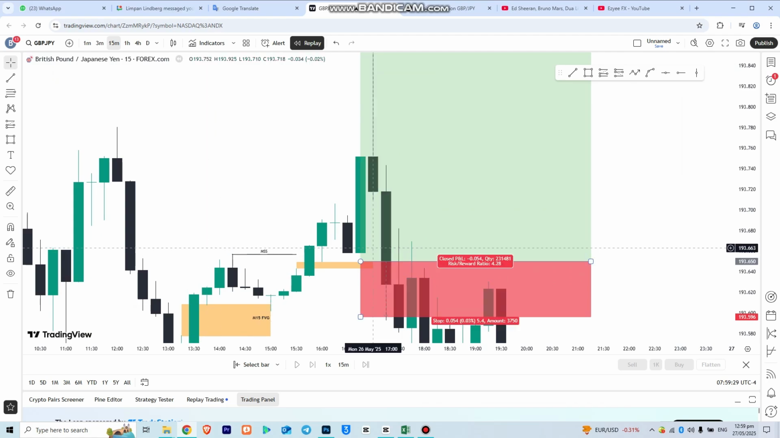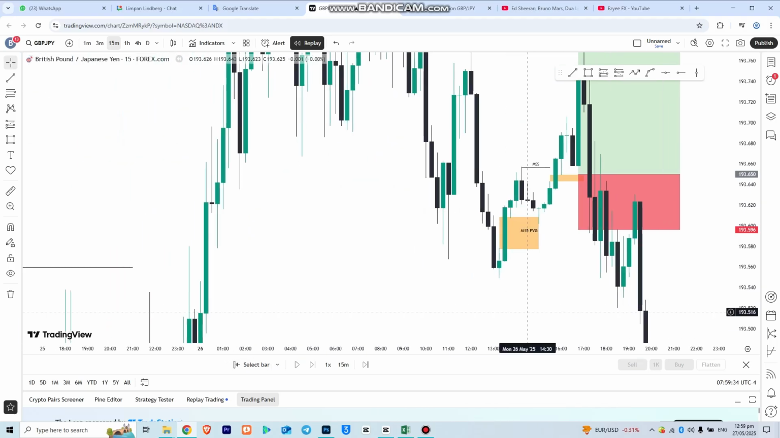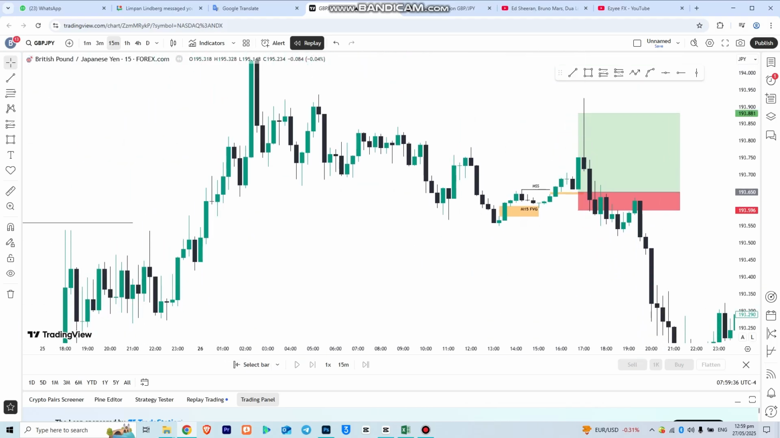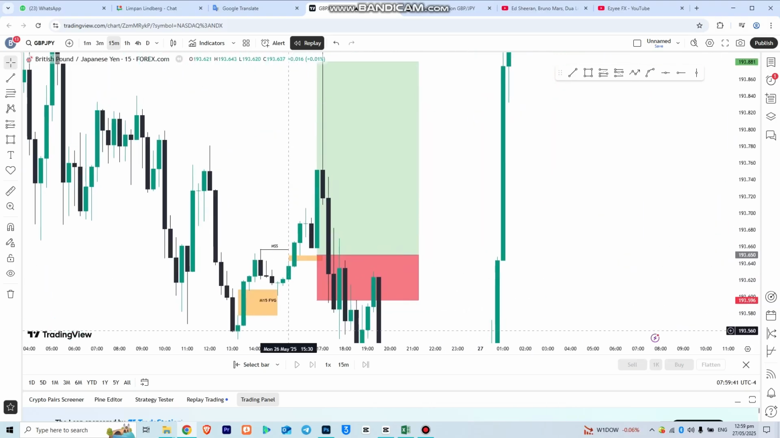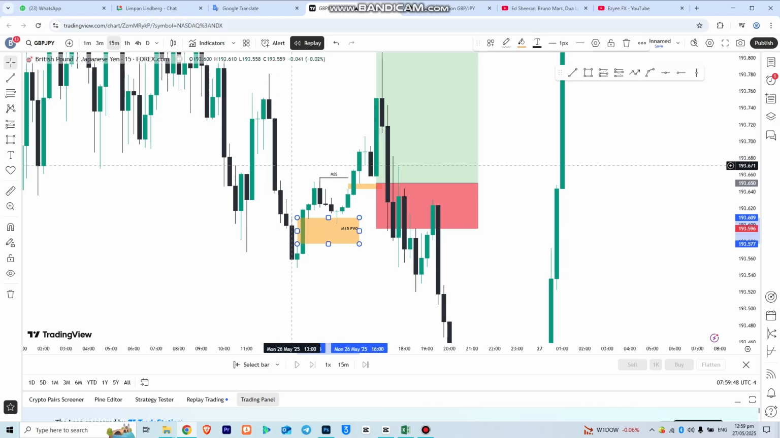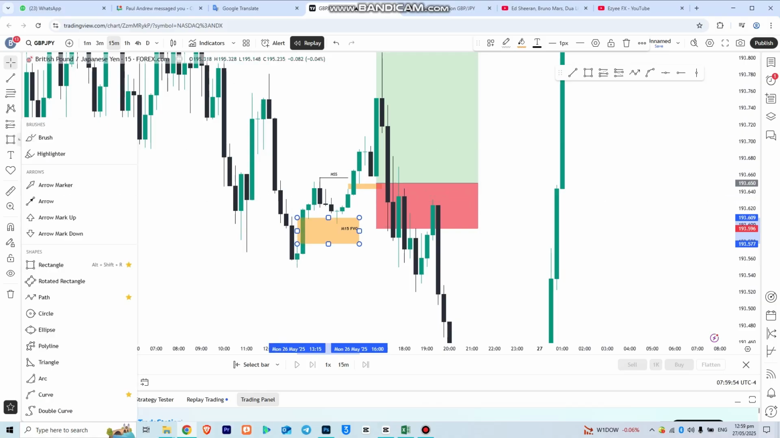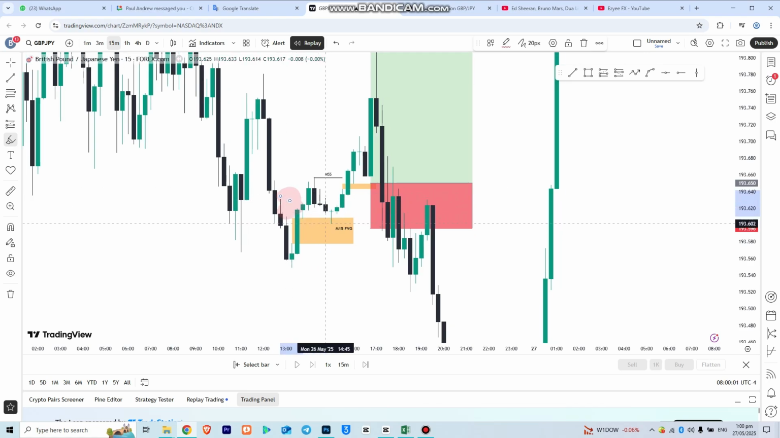Immediately I dropped down into the 15-minute time frame. I saw another fair value gap. I waited for price to tap into it. Now there is no structure, there is no break of structure here. Market did not break structure, so I'm not going to make use of this fair value gap.